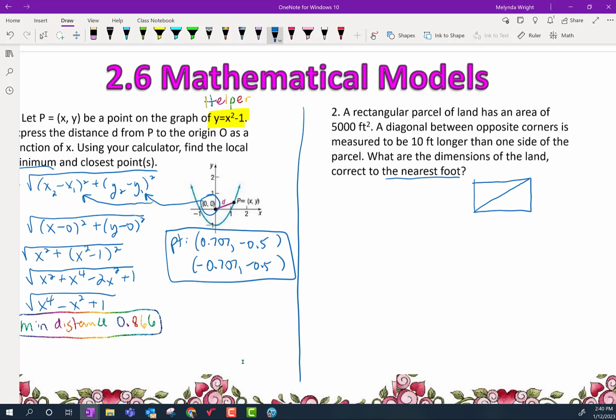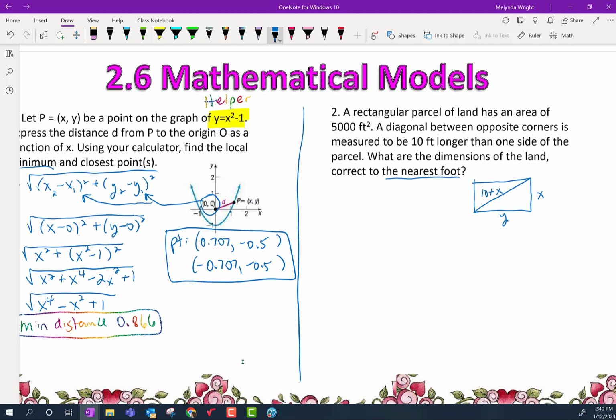So what I did is I called this side y and this side x. You can use whatever variables you want. You don't have to do the same ones I do. It says that the diagonal is 10 feet longer than one side. It doesn't really matter which side you pick to be 10 feet longer than. I chose to be 10 feet longer than x, so 10 plus x. You could have chosen to be 10 feet longer than y. It doesn't matter. Okay? All right, great.